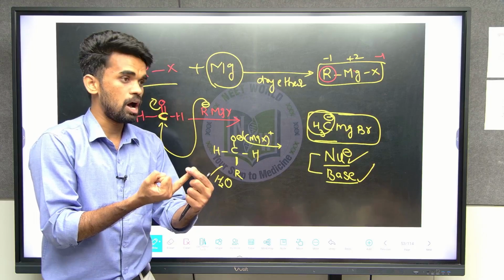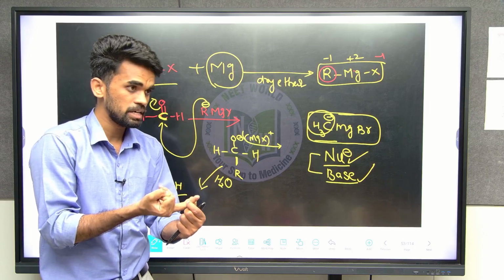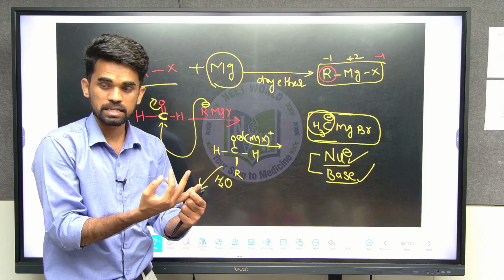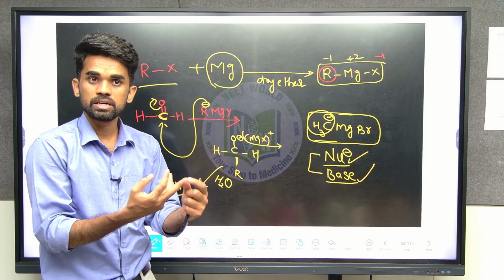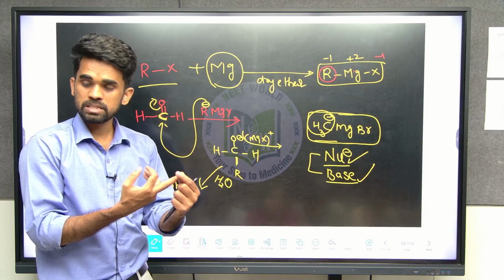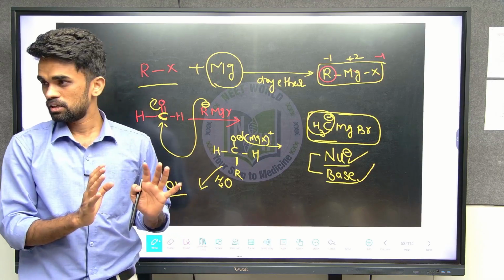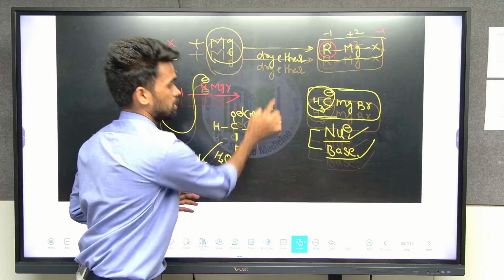Next, aldehydes with Grignard reagent gives you secondary alcohols. Once again, aldehydes with Grignard reagent gives you secondary alcohols. Ketones with Grignard reagent gives you tertiary alcohols. Remember these points, very important.